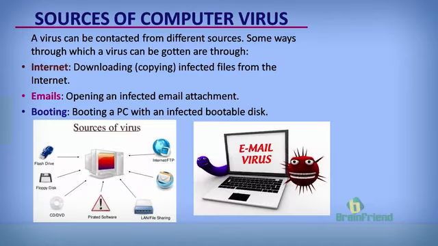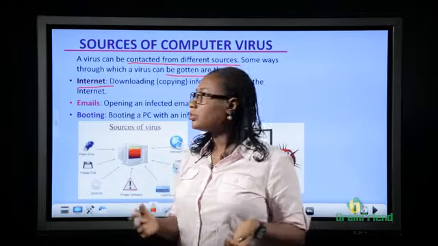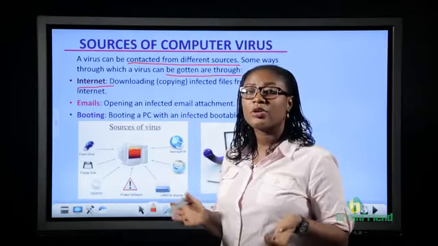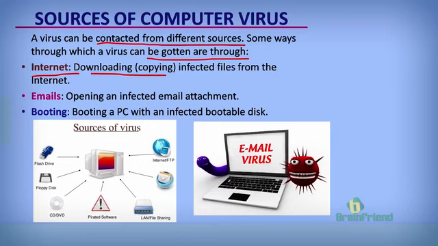Okay, we'll move on to the sources of computer virus. A virus can be contracted from different sources. Some ways through which a virus can be gotten are through the internet. So if you've been wondering, how can I avoid viruses? Where does it come from? These are the sources: the internet. Be careful of what you download. Be careful of what you copy from the internet.